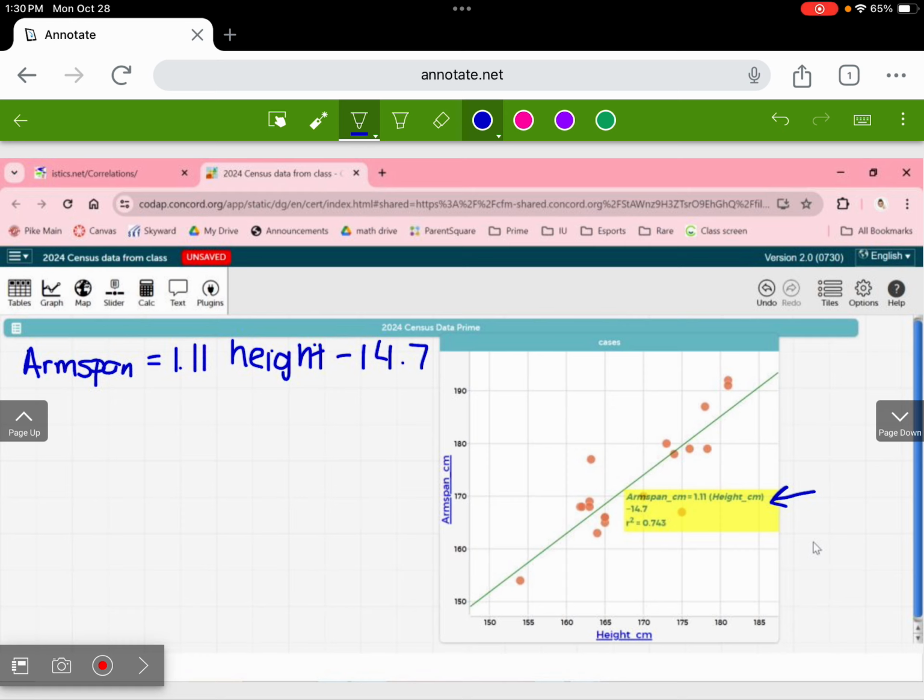The heck does that mean? It means chaos. Chaos is not wrong, but not particularly helpful.